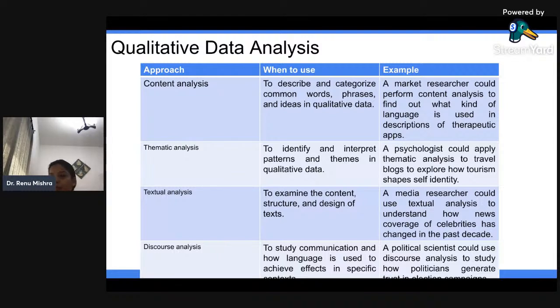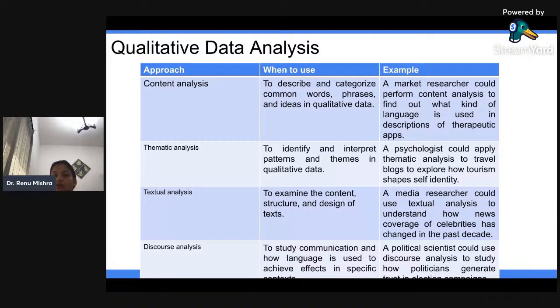Now, for example, a media researcher could use textual analysis to understand how news coverage of celebrities has changed in the past decade. That is, how in the last 10 years the news coverage for any industry has changed, how the structure has evolved, how personal interviews have started taking place, how the one-on-one discussion or the coffee interviews have come into the picture, and so on.